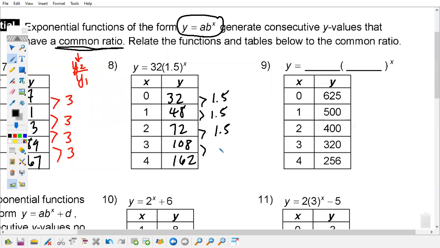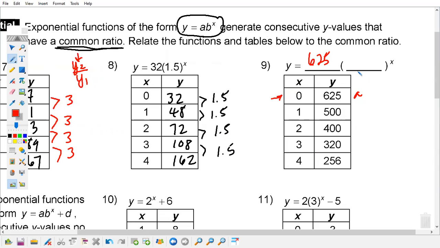So based on these two tables, if I give you a table and you find it to be exponential, could you write the exponential equation? Yes. The first thing is, what did you notice? What's the first number? 625. Why is it 625? It's the 0 value. Your a value is your 0 value.